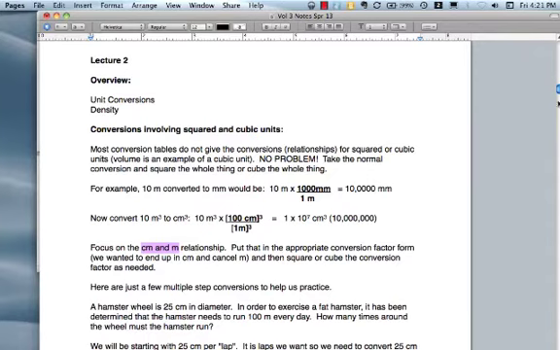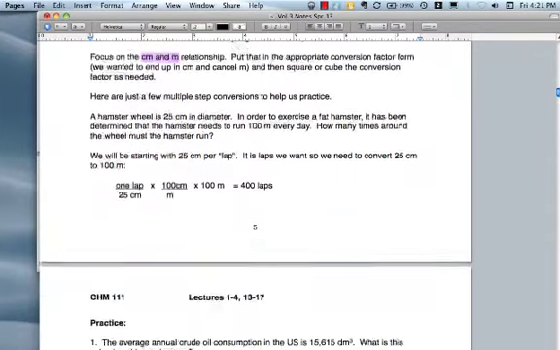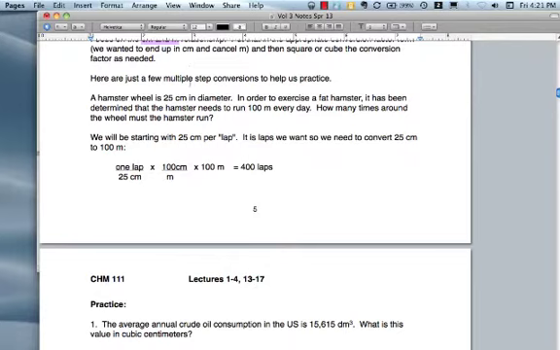All right. Another type of conversion we're going to do here at the beginning is a multiple step conversion. So here's one that we've worked out in the notes, but let's break it down and then we're going to do some practice. So you've got a hamster wheel that is 25 centimeters in diameter. In order to exercise a fat hamster, it has been determined that the hamster needs to run 100 meters every day. So what I'm looking for in this problem, and it's a word problem that makes students, again, quiver in fear, is what is the question? How many times around the wheel? So let's focus on that. What are they really asking for here?